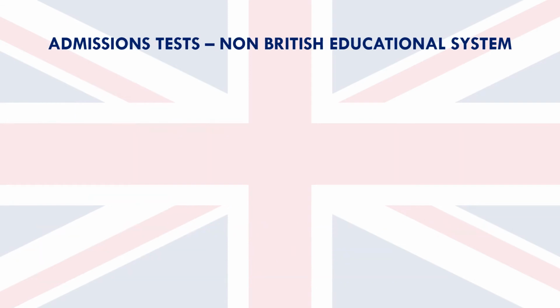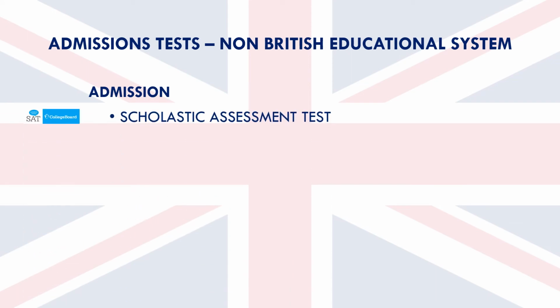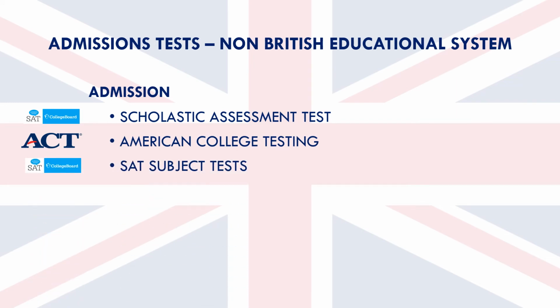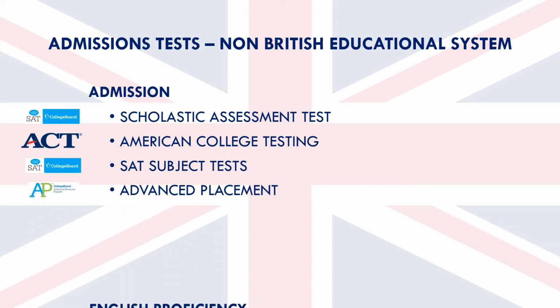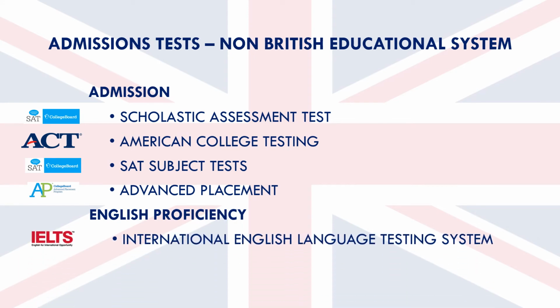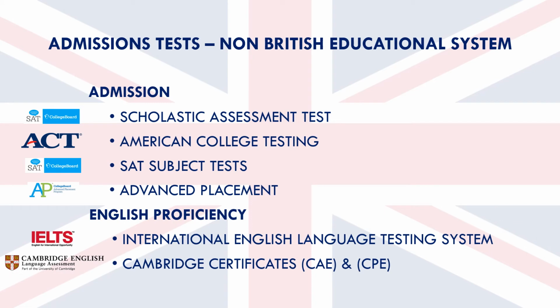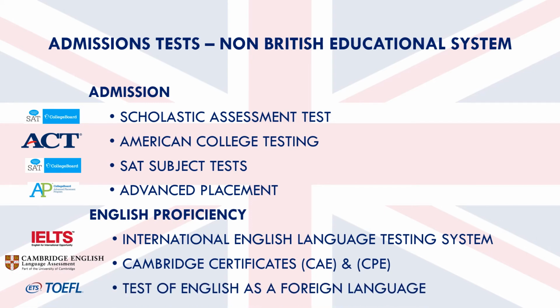The most common tests for undergraduate international admission for students educated in systems other than the British educational system are Scholastic Assessment Test or American College Testing, SAT subject tests, and advanced placement tests. The tests for English proficiency are International English Language Testing System, Cambridge certificates, either CAE or CPE, and the Test of English as a Foreign Language.